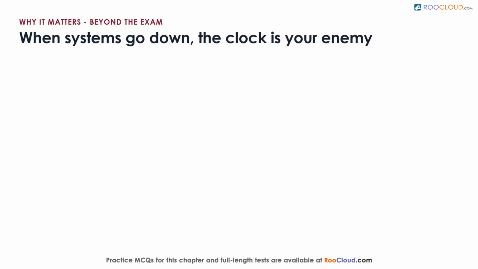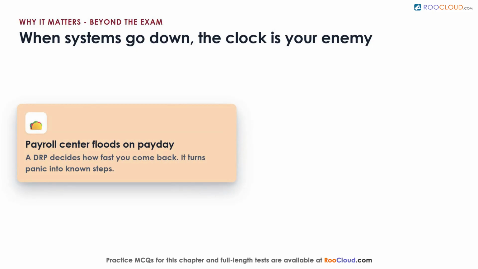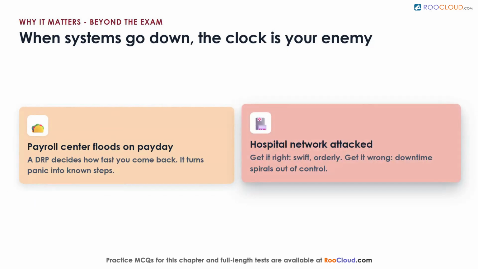Why does this matter beyond the exam? Because when systems go down, the clock is your enemy. Picture a payroll provider whose data center floods on payday, or a hospital network knocked offline by an attack. A disaster recovery plan decides how fast you come back. It turns panic into a sequence of known steps. Get it right, and recovery is swift and orderly. Get it wrong, and downtime spirals out of control.